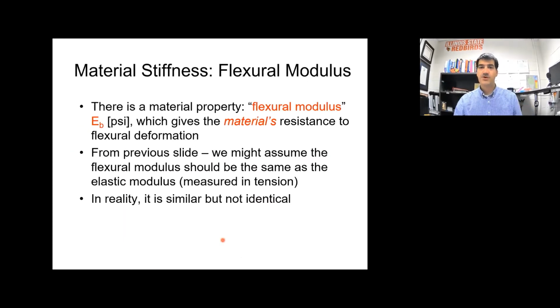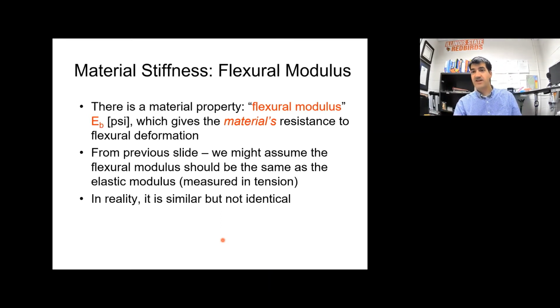The material property that we're interested in is the flexural modulus E sub B. The units for that are PSI, just like the modulus in tensile testing and in compression testing. And you can think about this as the material's resistance to bending. Just like the elastic modulus was the material's resistance to tensile stretch, and the compressive modulus was the resistance to compression. And so if you think about that, you might think that, all right, the most critical part of the beam is the lower edge, and the lower edge is in tension.